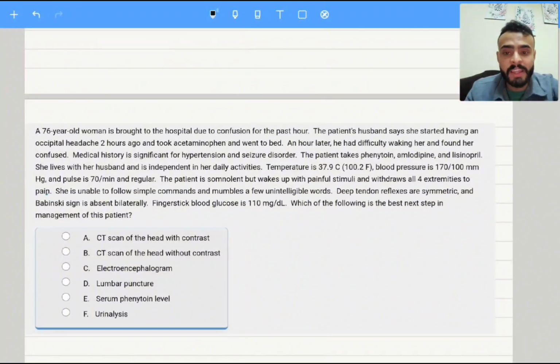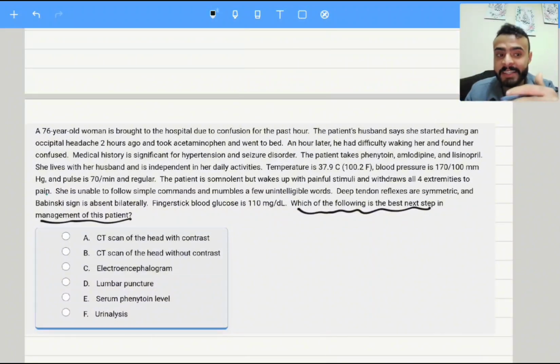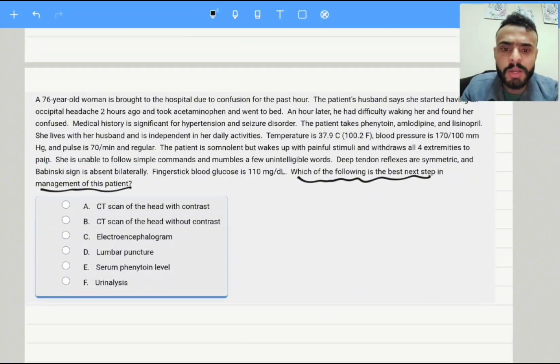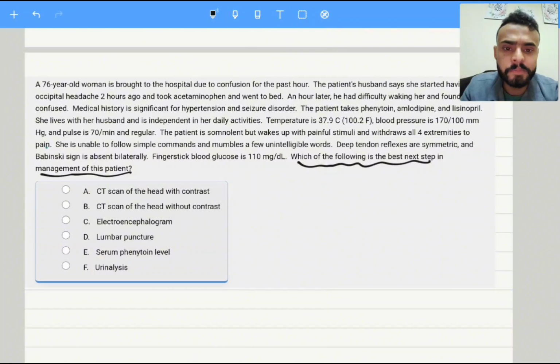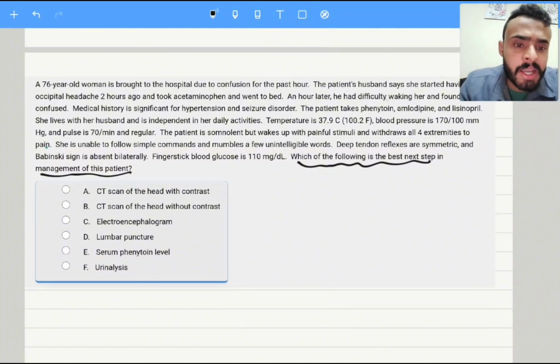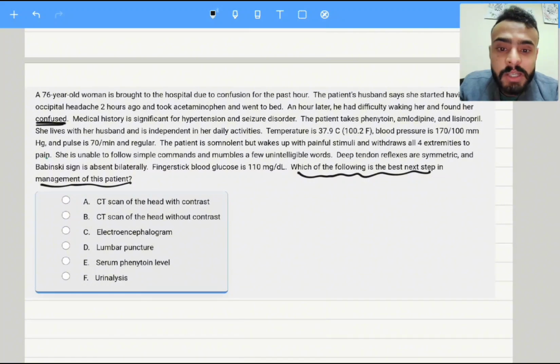At level of Step 2, they will ask us about the steps, clinical steps. Which of the following is the best next step in management of this patient? Next best step. A 76-year-old woman is brought to the hospital due to confusion for the past hour. The patient's husband says that she started having an occipital headache for the past 2 hours ago and took acetaminophen and went to bed. So started with headache, and then she slept. An hour later, she had difficulty waking up and was found confused. Medical history significant for hypertension and seizure. She took phenytoin, amlodipine, lisinopril.